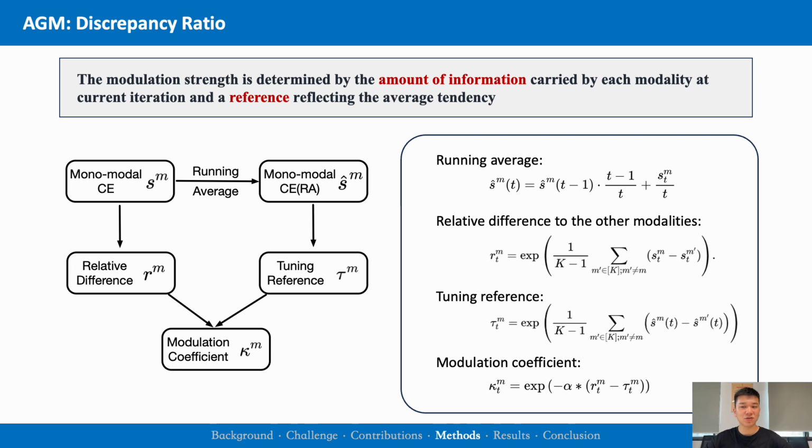Next, we move on to the discrepancy ratio module. This module attempts to regularize how the model uses each modality based on the amount of information carried by each modality and the current iteration. Specifically, we use the difference in the amount of information of a modality relative to other modalities to represent the current state of this modality in the multimodal model. The target is to tune the current state towards a reference state, which is estimated using the corresponding running average of monomodal cross-entropy. This modulation could alleviate modality competition and improve the use of information by the model.